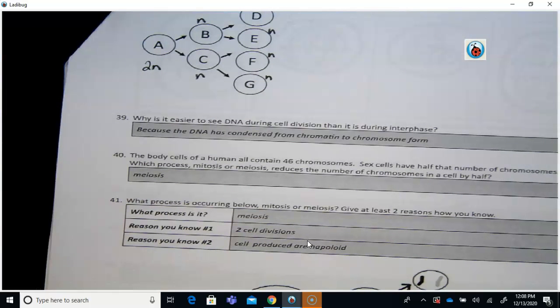39, why is it easier to see DNA during cell division than it is during interphase? During interphase, the DNA is in chromatin form, whereas the chromosomes become visible during cell division.